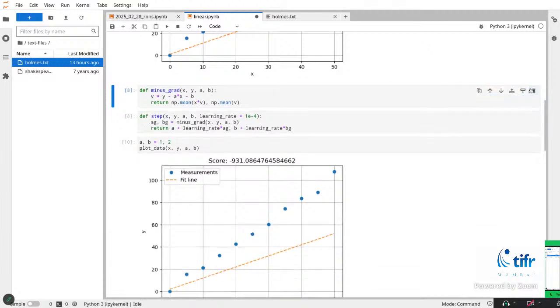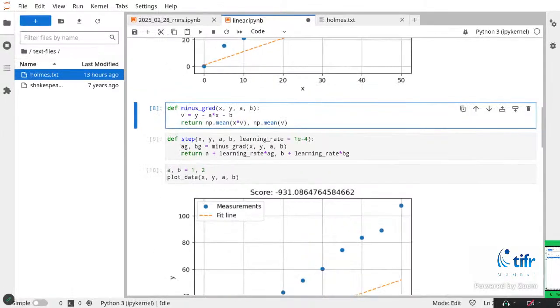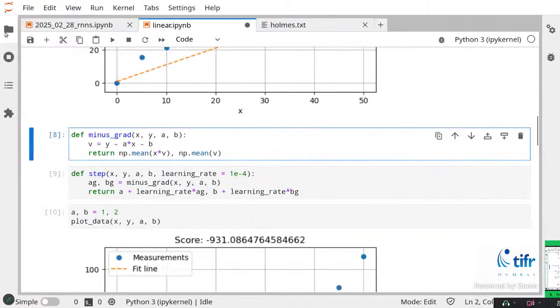So the interesting thing that is happening is here. I will not explain why this is happening. This is basically telling this minus grad, whatever that means. This is actually telling the machine, or this is the part of the machine which says that when I get a score, how much should I change my A and B? In which direction should I change A and B?